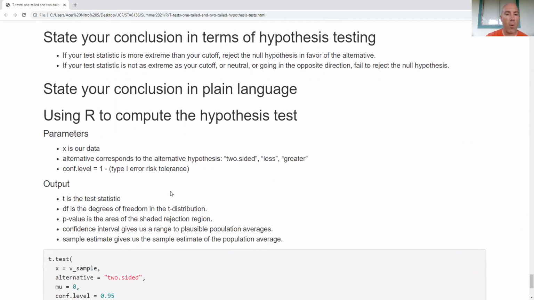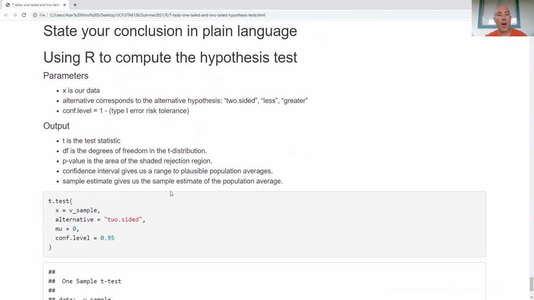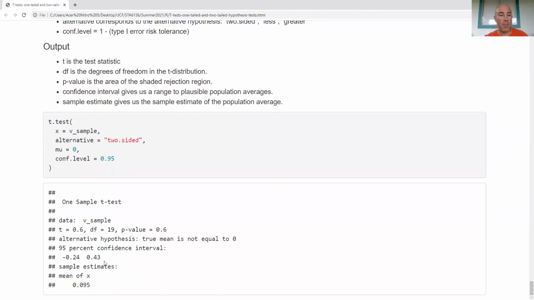Now, if I want to use R to compute the hypothesis test, I give it X, I give it the alternative, and I give it the confidence level, which is 1 minus the type 1 error risk tolerance. Here we're using two-sided, so I just pass that in. Here is the hypothesized value, and I get my confidence interval, the p-value, my test statistic, and degrees of freedom.